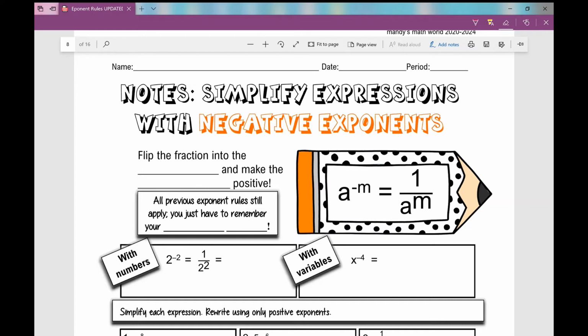Let's get started on your notes over simplifying expressions with negative exponents. The notes you're about to see might look slightly different than what you have on your paper, but just follow along and fill in your notes because all of the content is the same.